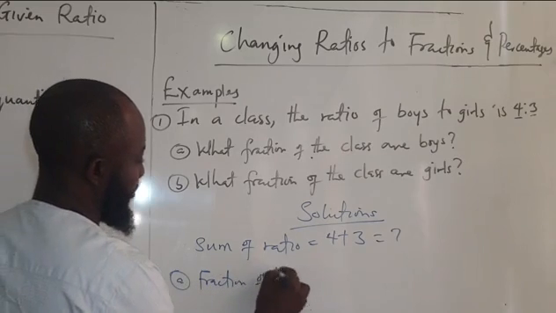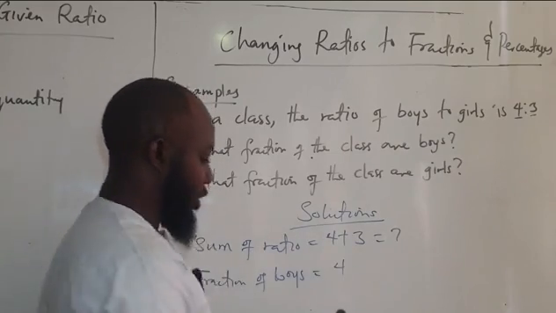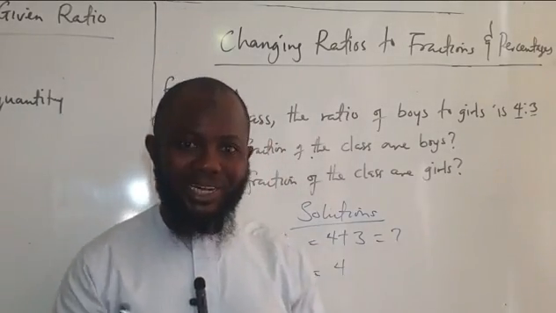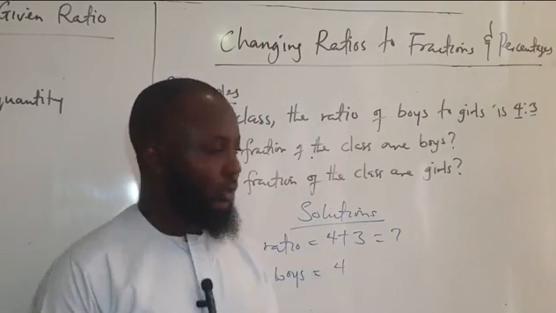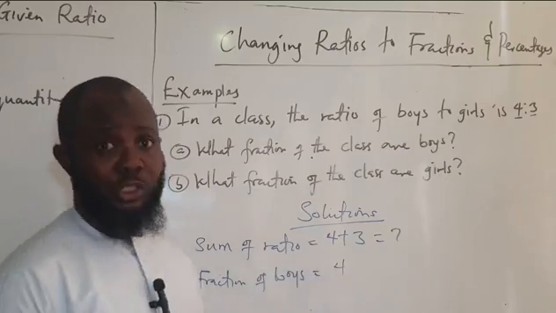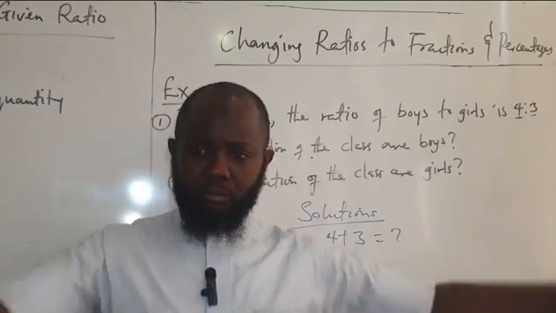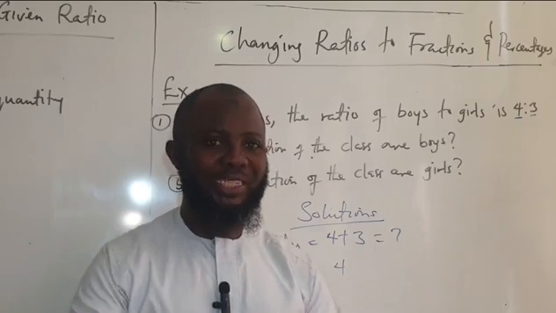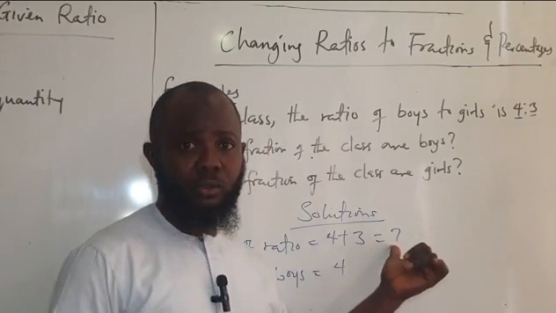Fraction of what? Boys. So the boys are 4 out of... because what this is telling us is this. The class has been divided into 7 parts. So the addition of the ratios is telling us that if we have, let's say, 21 students in the class, we now divide them into groups of 7. That's what this ratio is telling us.